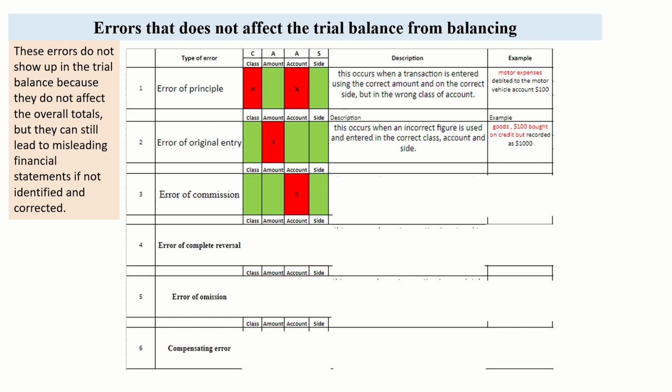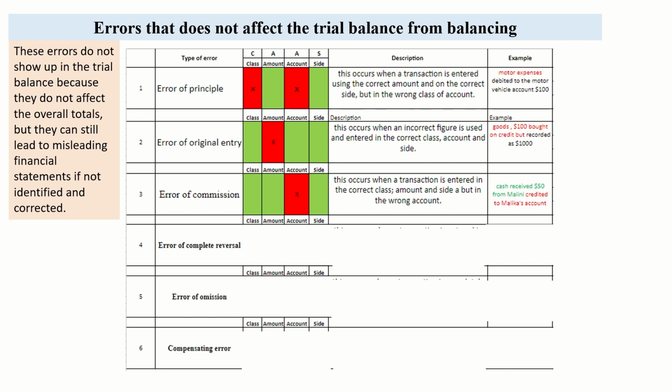Error of commission. This is when a transaction is entered in the correct class, correct amount, correct side, but in the wrong account. An example would be cash received 50 from Malini credited to Malika's account. Both are trade receivables. That's why it's in the correct class, but the account is wrong.